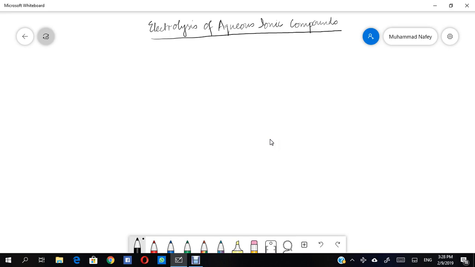However, the problem is that in the solid state, the cations and the anions that make up the ionic compound are locked together in an ionic lattice by strong electrostatic forces of attraction, and therefore there are no free ions that can conduct electricity in the solid state. Therefore, for electricity to pass through an ionic compound, it must have free ions, and those free ions are achieved by either melting the ionic compound or by dissolving it in water.